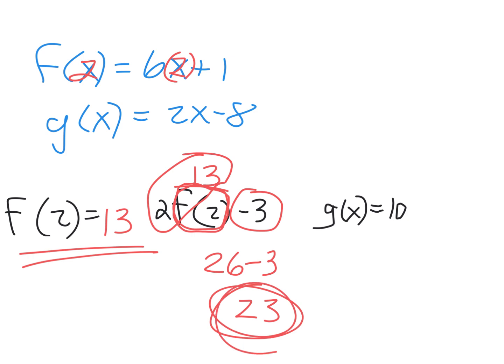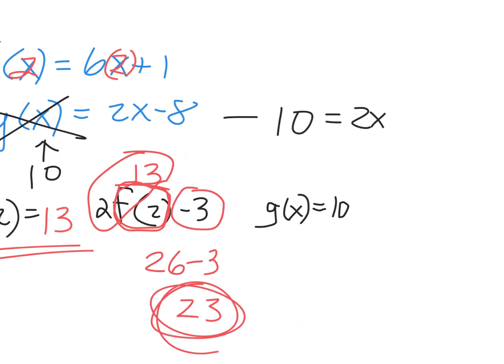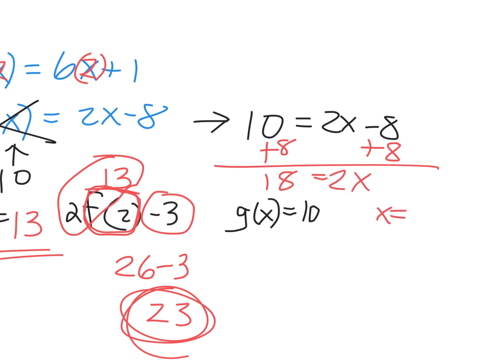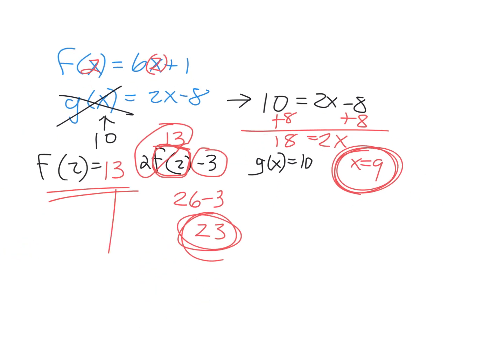And then the last kind, g of x is 10. It's going to be very tempting. Go put 10 in to the g function. Put 10 there? No. The whole thing, g of x is 10. The whole thing is 10. So I'm going to rewrite this over here. 10 equals 2x minus 8. And then I would add 8 to both sides. 18 equals 2x, x equals 9. 3 answers, 13, 23, and 9.